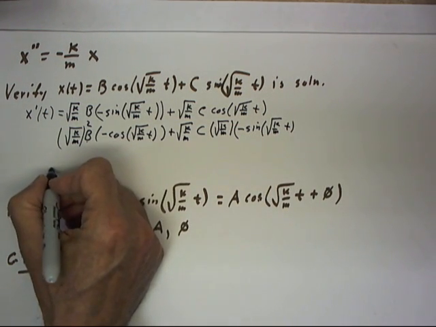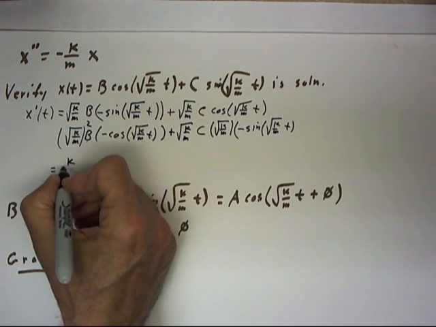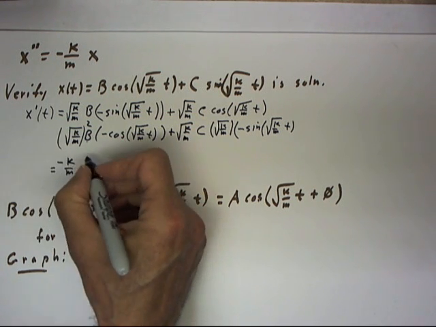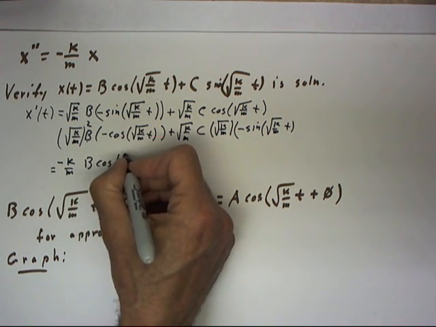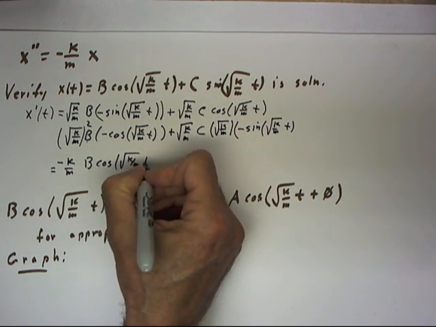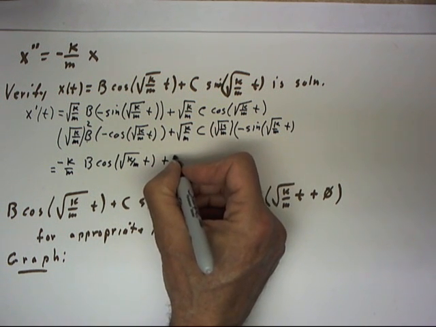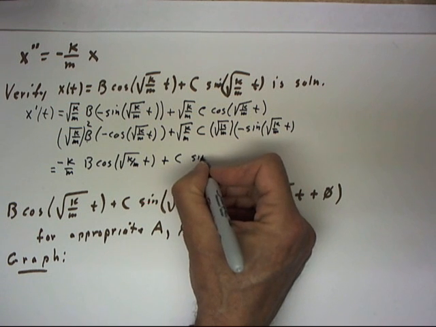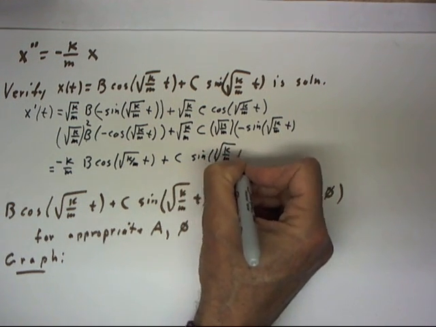And this becomes equal to negative k over m times b cosine of the square root of k over m t plus c sine of the square root of k over m t.